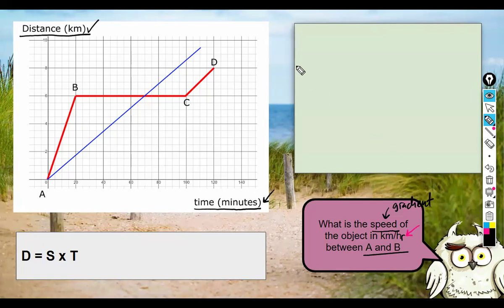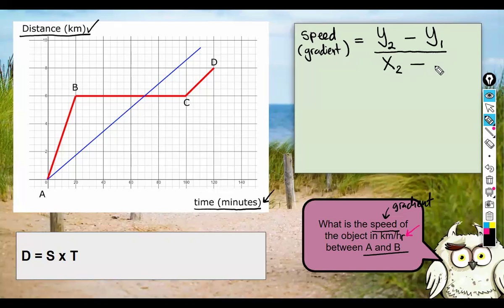Great. And of course, in a distance time graph, the speed is represented by the gradient of the line. Well, only for a distance time graph. And how do you find gradient? If you look back in the notes, you even see the formula for gradient. y2 minus y1 divided by x2 minus x1.